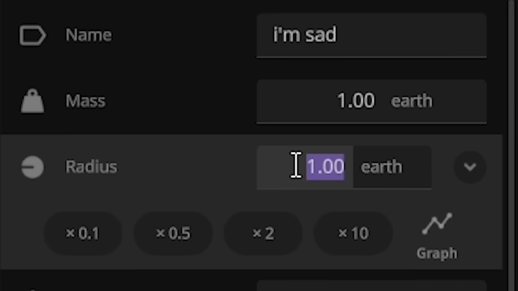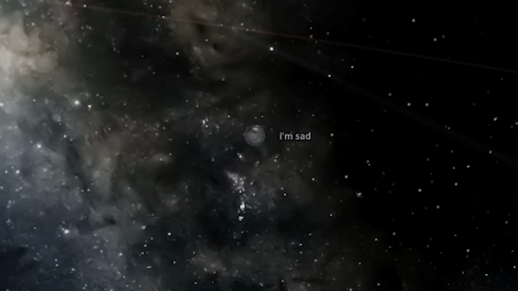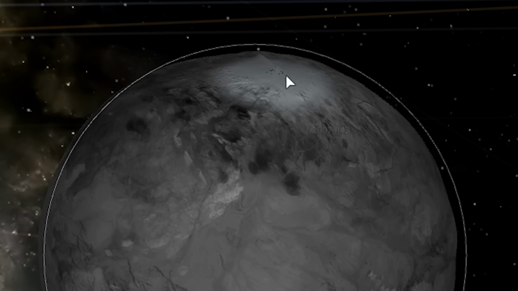Okay, so now we have to take I'm sad, and we have to turn this into a quarter. Thickness 1.5 millimeters. Yeah, this is gonna work out perfectly. Are you still sad? How about now? I'm sad is only 63.7 kilometers in radius. I'm sure there's still some poor Floridian bastard living up here.